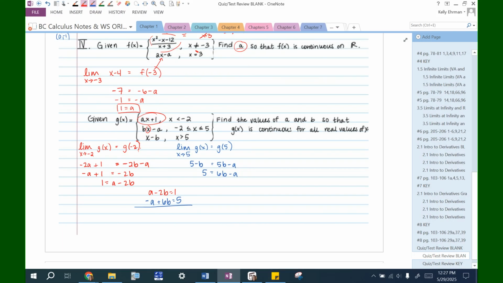So all these skills, this is like way back from probably Algebra 1 days, solving a linear system of equations. Add these two equations together, you get 4b equals 6, b equals 6 over 4, 3 over 2. If that's b, then I can go back and find a. So I'm just going to use the red equation. So 1 equals a minus 2 times b, which is 3 over 2, 1 equals a minus 3, I add 3 over, I get a equals 4.